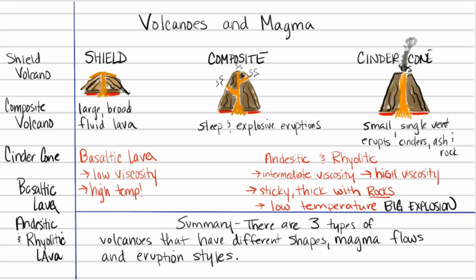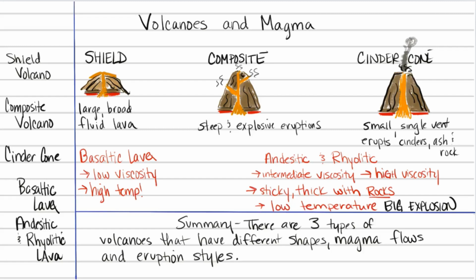Andesitic and rhyolitic lava has an intermediate to high viscosity, meaning it's thick and chunky. It is sticky and has a lot of rocks in it. The temperature is much lower. However, that low temperature causes the gases to build up and a huge explosion.